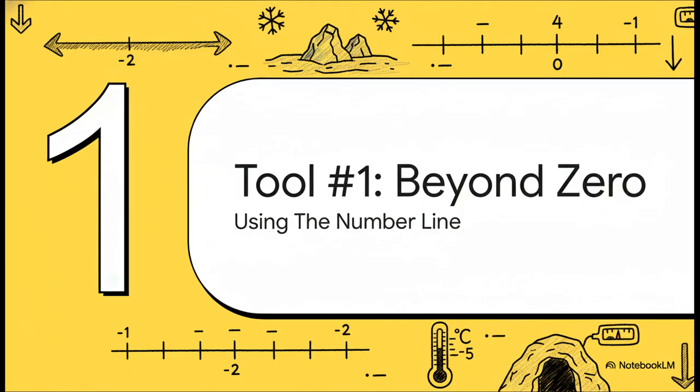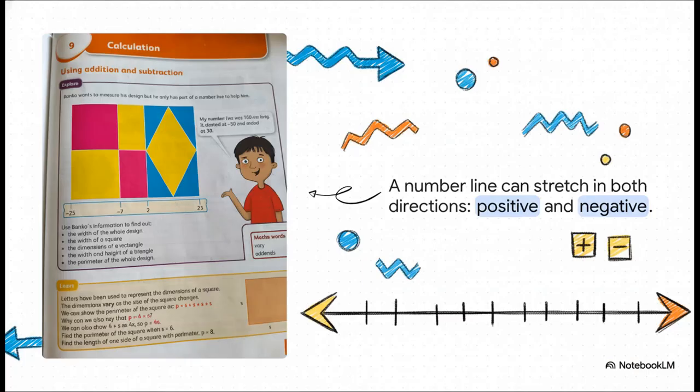First up in our toolkit is all about mastering the number line, especially when we have to work with numbers that dip below 0. So, you've probably seen a number line before, but here's the big idea. It doesn't just stop at 0. Nope. It keeps on going in both directions, into the positive numbers and into the negative numbers. And this is super useful for all sorts of things, like temperature or even keeping track of money.